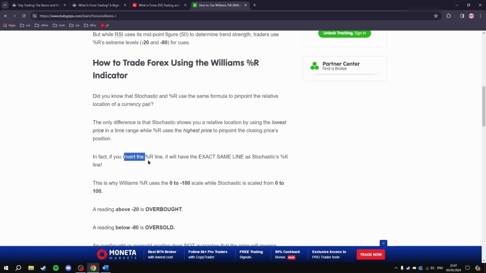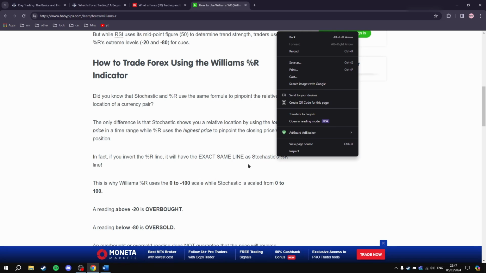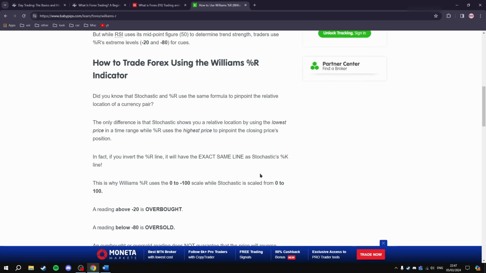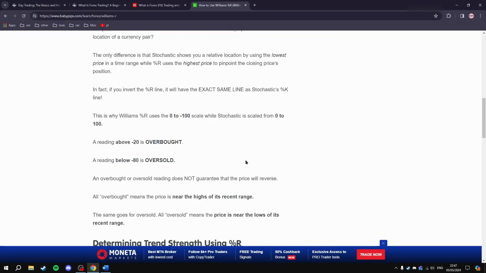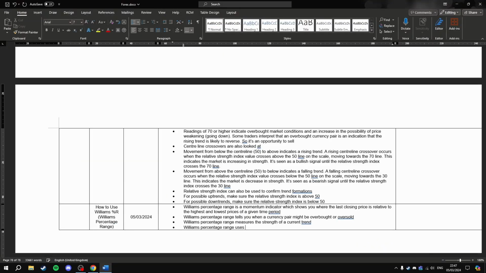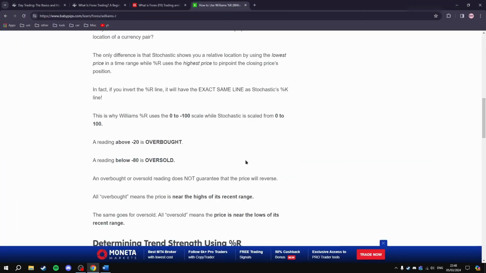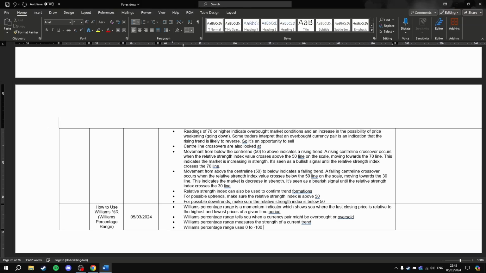In fact, if you invert the percentage R line, it will have the exact same line as the stochastic percentage K line. This is why Williams percentage R uses the 0 to minus 100 scale, whilst the stochastic is scaled from 0 to 100. Williams percentage range uses 0 to minus 100.